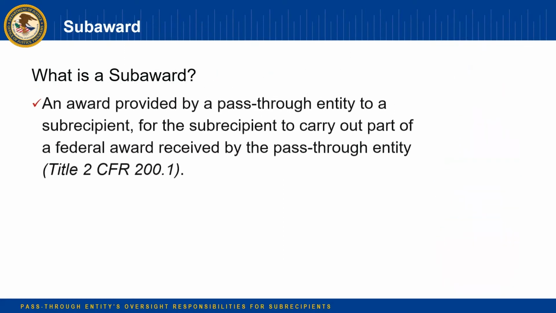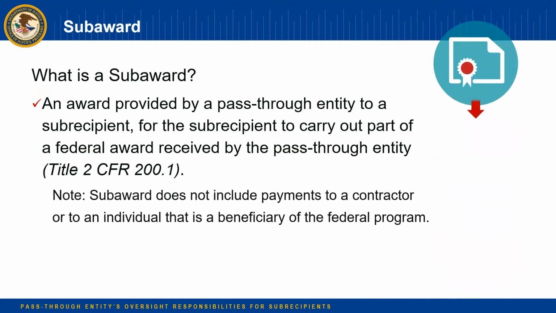What is a subaward? A subaward is an award that was provided by the pass-through entity to a subrecipient for the subrecipient. And again, the key is to carry out an aspect of that particular federal award. What I do want you to note is a subaward does not include payments to a contractor or to an individual that is a beneficiary of federal funds. And I'll give an example of what I mean by that.